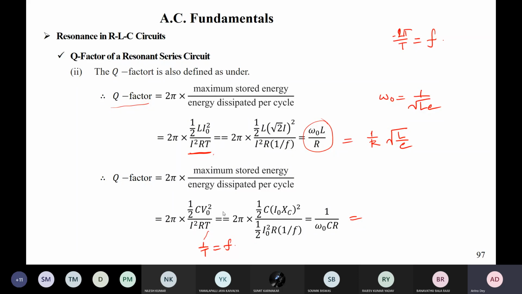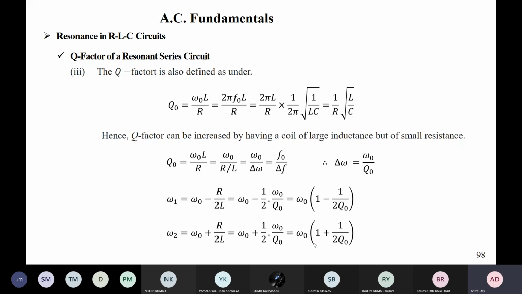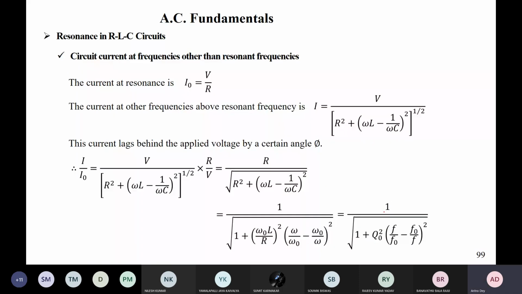Or if you want to write in terms of radian, then 2 pi by T is equal to your omega. So this is the overall expression which I have already given. Now this is how you can write your half power frequency, which we have already seen in the last class once we solved the equation. I don't think I have to rederive it again, because it will be repetitive. Just verify whether you can get the same expression or not.